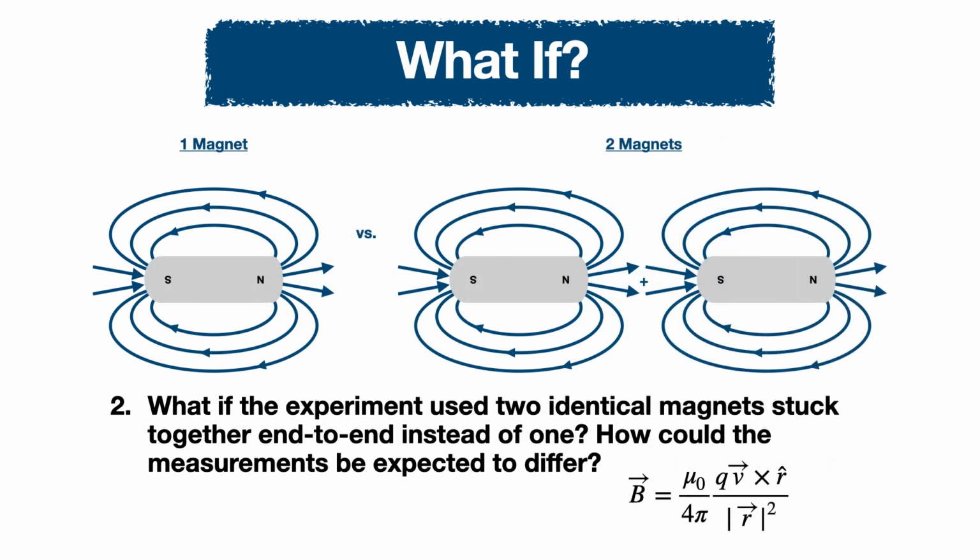If my experiment were to use 2 identical magnets stuck together end to end instead of 1, I would expect the measurements to approximately double since the Biot-Savart equation has charge in the numerator and we would be doubling the amount of charge. In addition, I would expect the direction to be the same as long as the relative position direction is maintained.